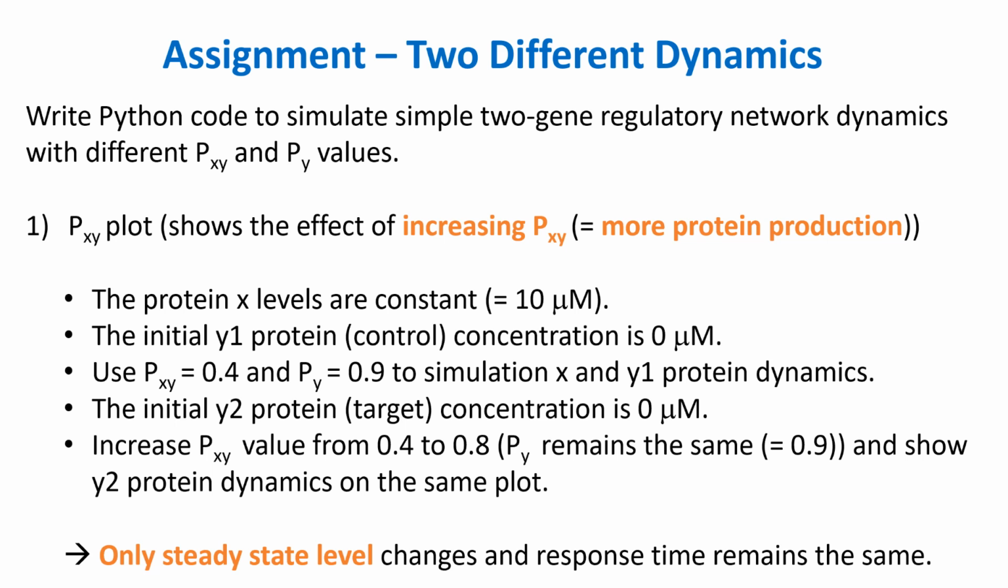Then you will increase the pxy value from 0.4 to 0.8, while p sub y remains the same, which is 0.9, and show Y2 protein dynamics on the same plot. Your simulation result will show that only the steady state level changes and the response time remains the same.